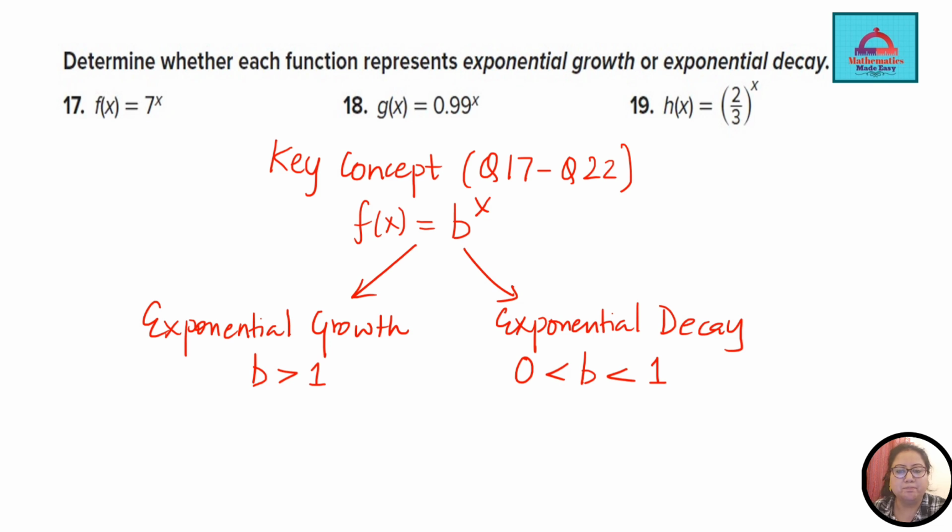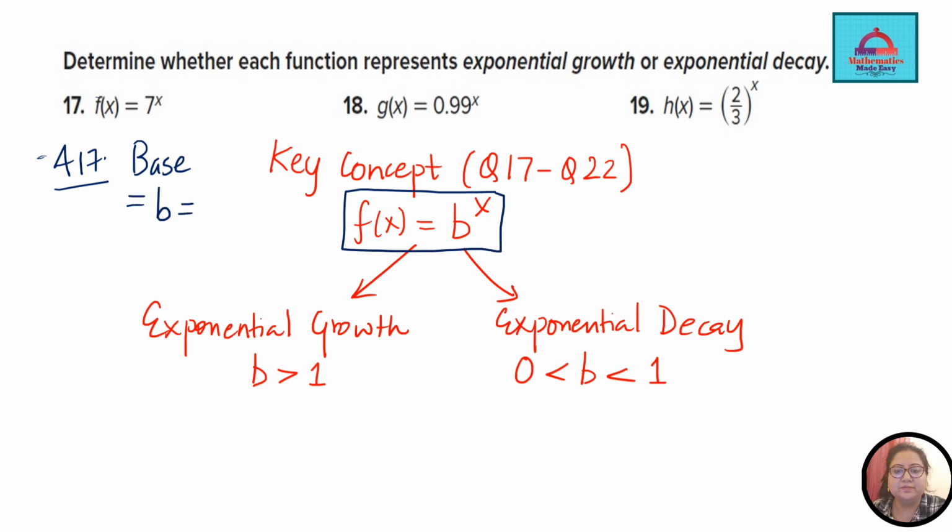Now we are ready to compare. For question number 17, the base is the number to which the variable x is raised. Just compare it with this general formula, so it will become easy for you. The base here, which is the value of b, is 7, and definitely 7 is more than 1. So which one is it? Yes, you are right, my dear students. It's a question on exponential growth. That is what you have to do in this question.